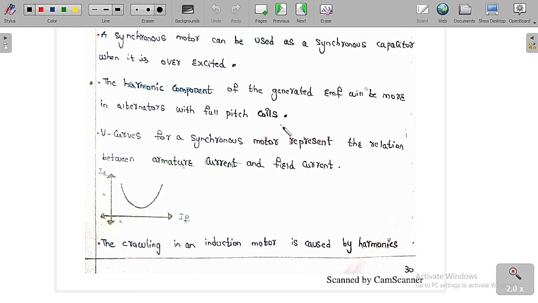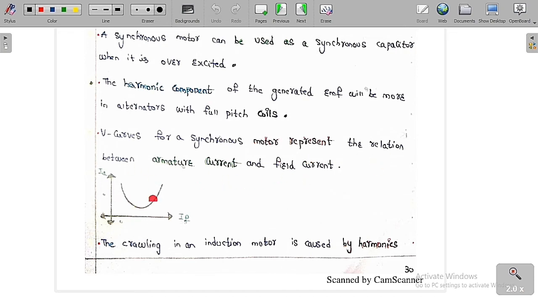And I have already told you, because of short pitch, we are going to remove the harmonics, the things that we don't want. But if you go for full pitch, all the harmonics are going to be present. We don't want that to happen, because we only need the fundamental component, not the other harmonics. That is the reason we go for short pitch winding, to remove all the harmonics except the fundamental. So we are going to get a pure sine wave in the output of the alternator. Whenever you go for full pitch coils, all the harmonics are present, so the harmonic current is very high. Therefore, we can say that the harmonic component of the generated EMF will be more in alternators with full pitch coils.